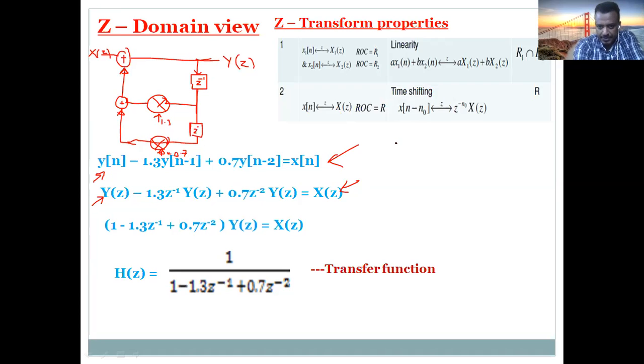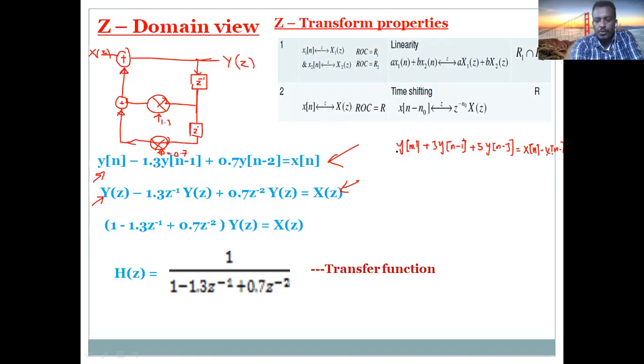Let's see another example here. Let's say our difference equation is y of n plus 3 y of n minus 1 plus 5 y of n minus 3 is equal to x of n minus x of n minus 1.